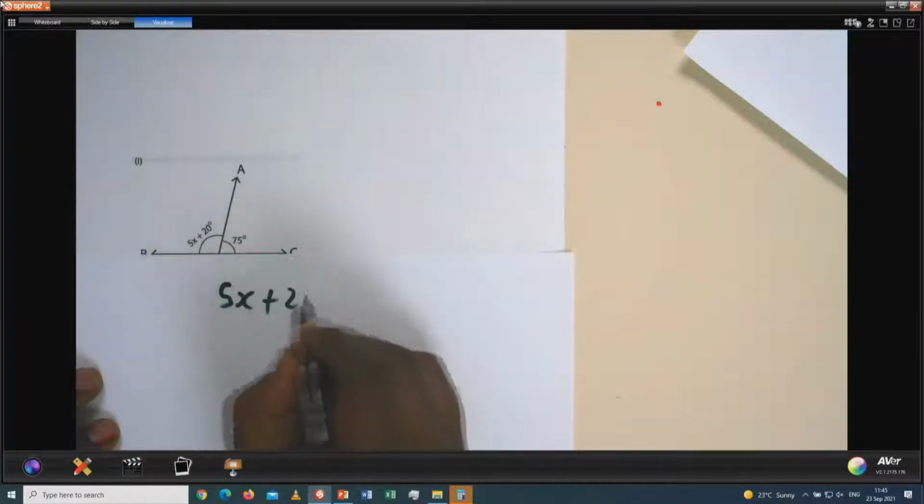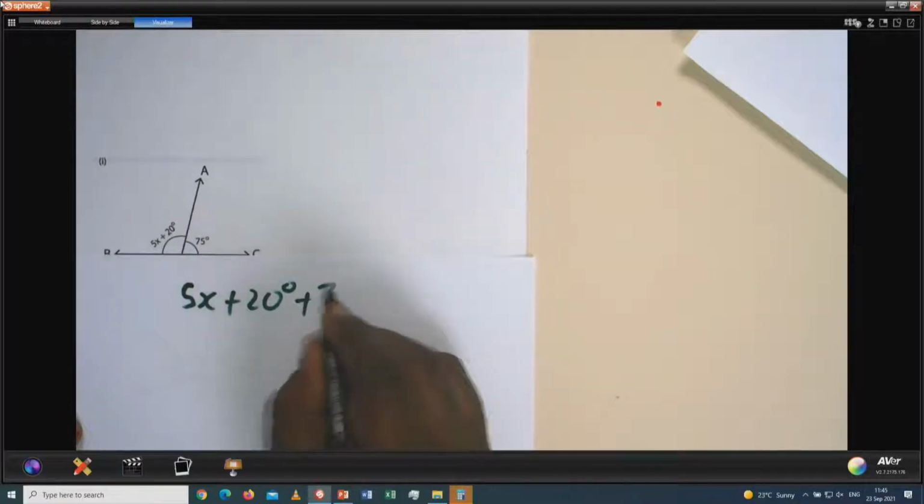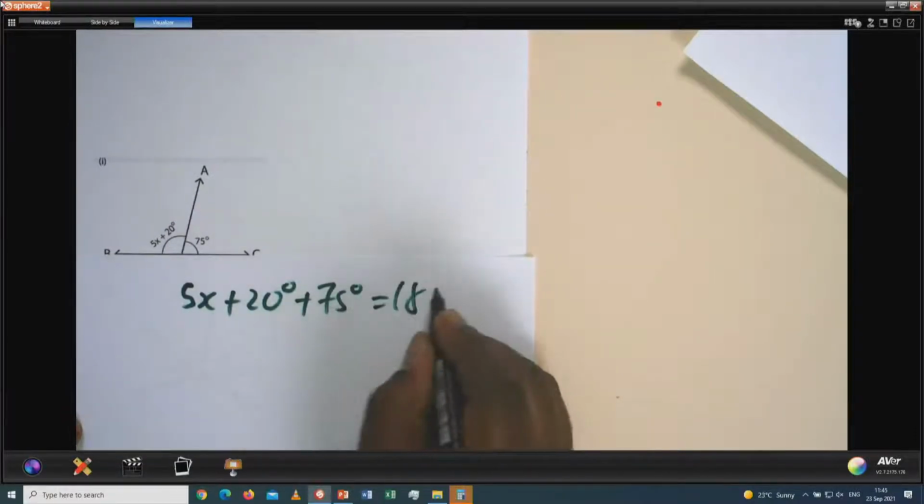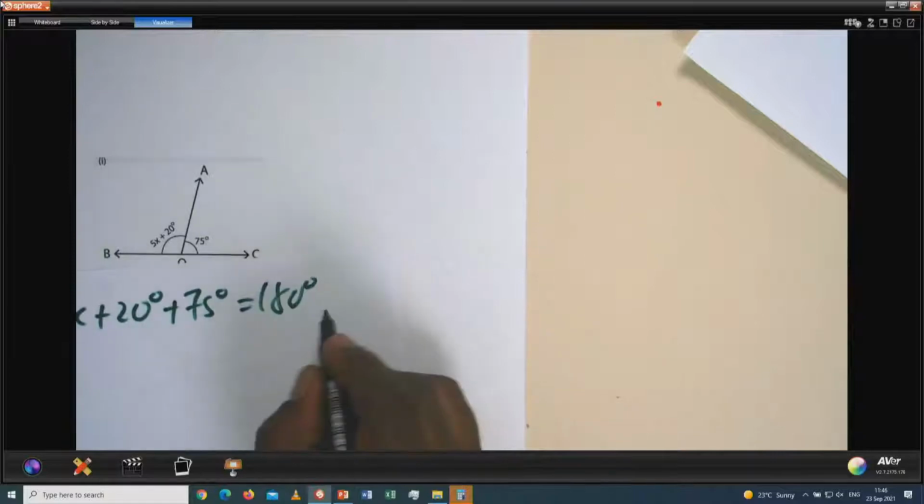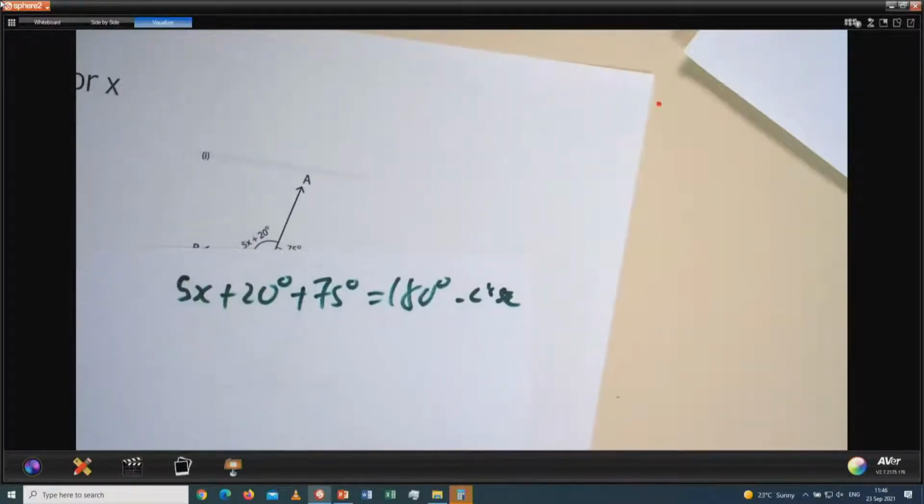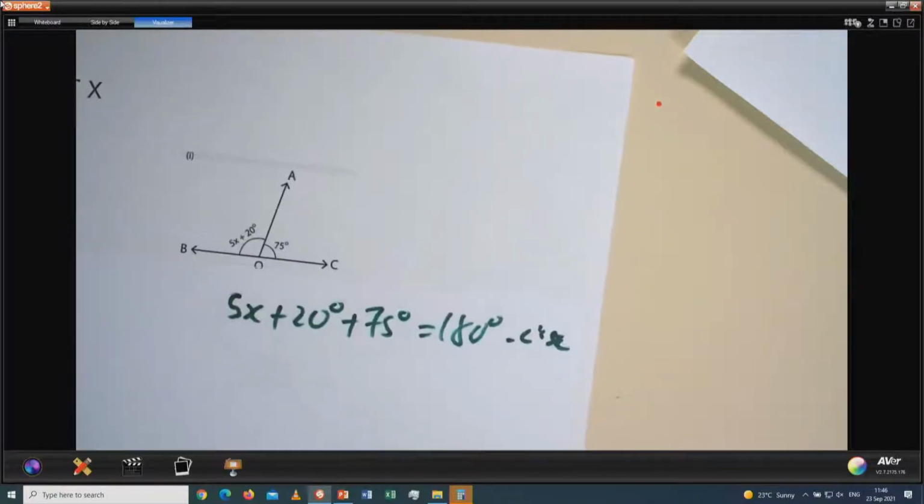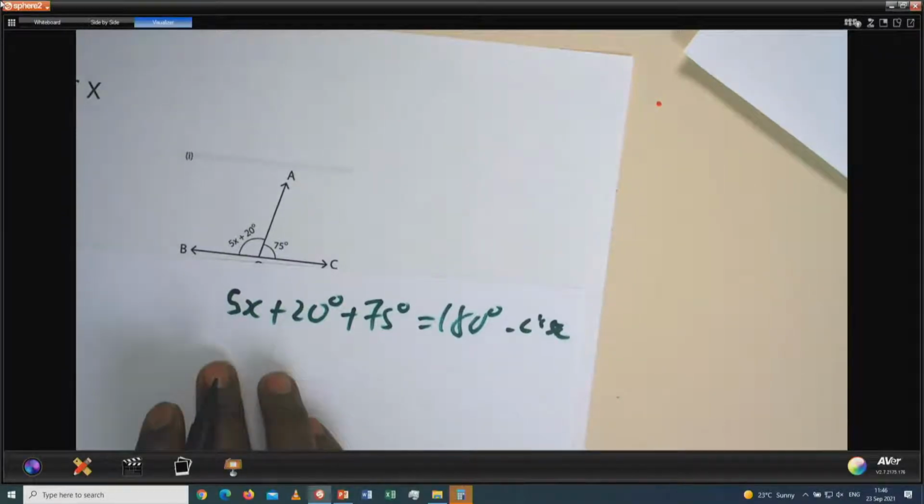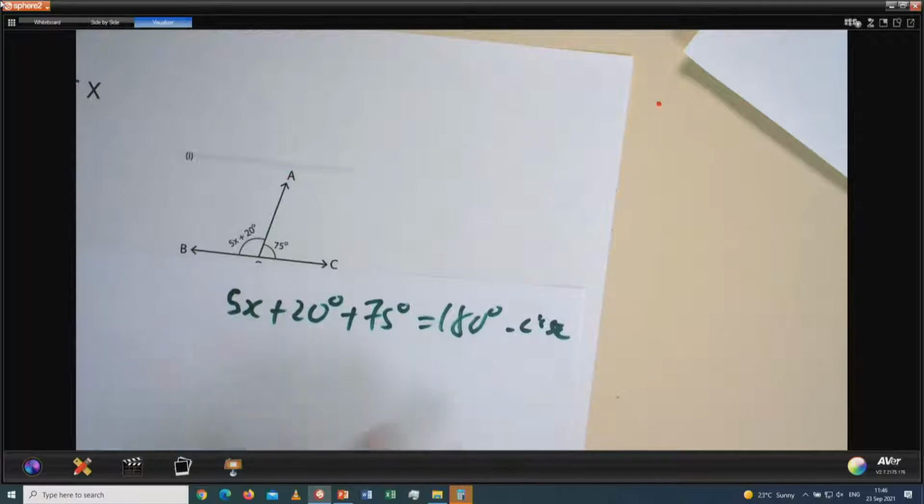5x plus 20 degrees plus 75 degrees equals 180 degrees. Angles on a straight line. Remember that is very, very important. 5x plus 20 degrees plus 75 equals 180 degrees. That's important because you'll get 1 or 2 marks for writing what is there, putting it in your book or on your answer sheet.